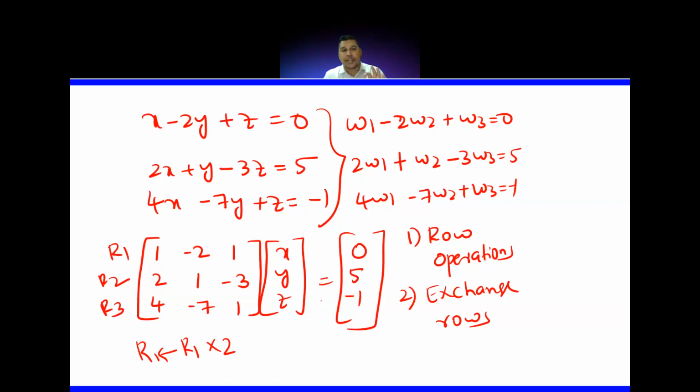You can perform only row operations. You can exchange rows if you want. You can multiply each row with a scalar if you want. You cannot do any operations on columns. That's what the Gaussian elimination method says.